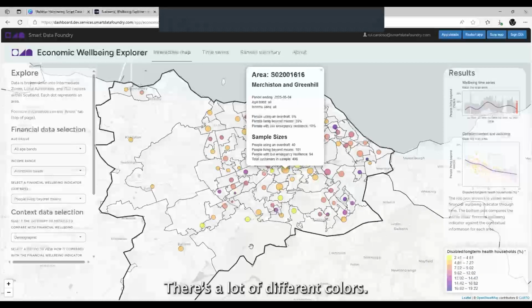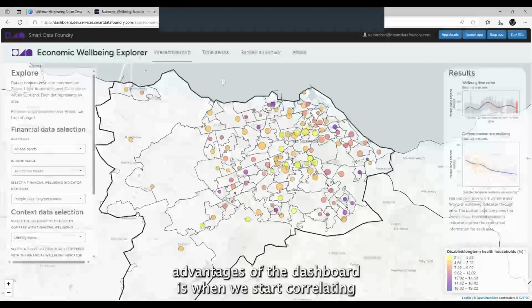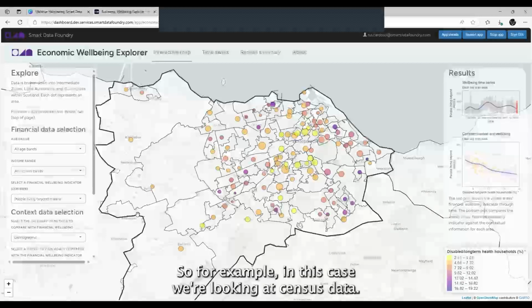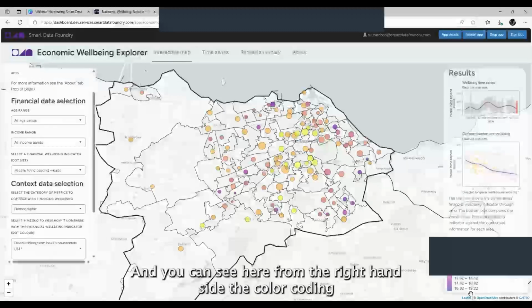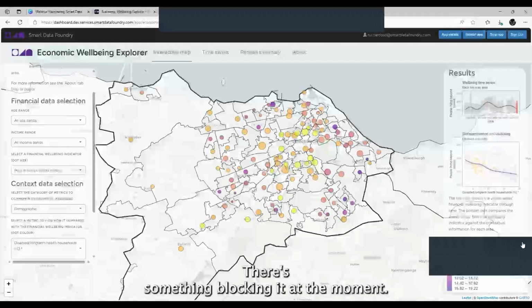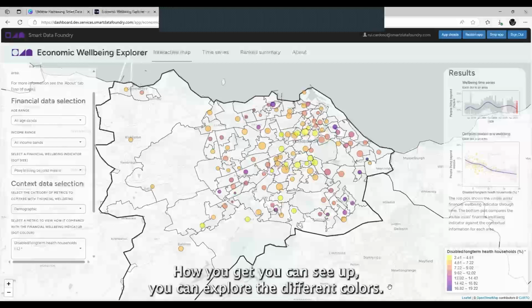You will have noticed also that there's a lot of different colors. And I mentioned earlier that some of the true advantages of the dashboard is when we start correlating the finance metrics to other data sets. So, for example, in this case, we're looking at census data. And you can see here on the right-hand side the color coding. Sorry, there's something blocking it at the moment. I can see the color coding on the side here, so you can explore the different colors.